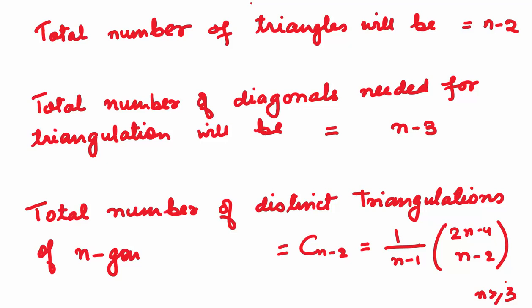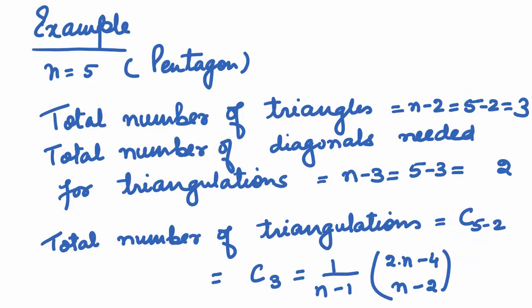Now remember guys, this term, the nth polygon, which we write as n-gon in short, is used for all values of n greater than or equal to 3. If we take n equal to 5, we are talking about a pentagon. The total number of triangles which we will get is n minus 2, which is 3 if we take n to be 5. The total number of diagonals for triangulation will be n minus 3, which gives us 2.